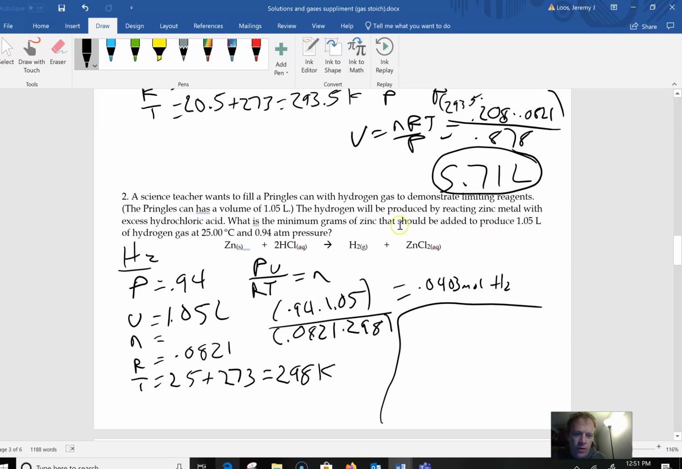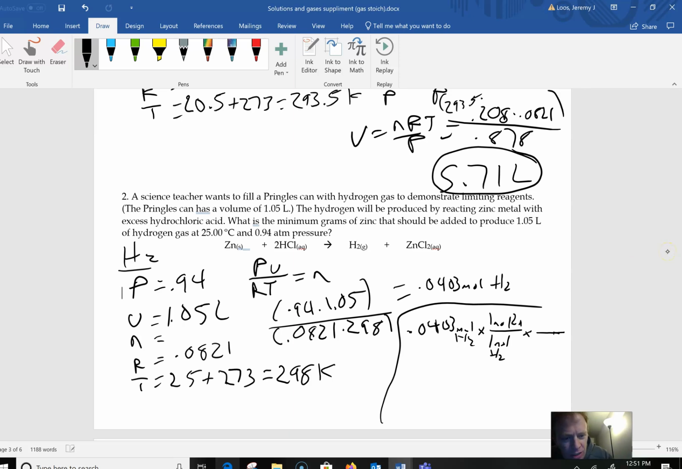Now, where we're going to go from here is it's going to be a mole to gram problem. So we're going to start with the moles. And once we know moles, we always do the mole ratio next. It is a 1-to-1 mole ratio. So there's 1 mole of hydrogen for every 1 mole of zinc. And now mathematically, yes, this doesn't change anything.